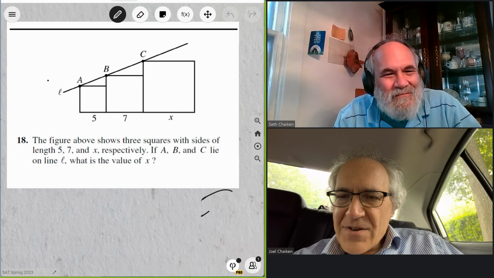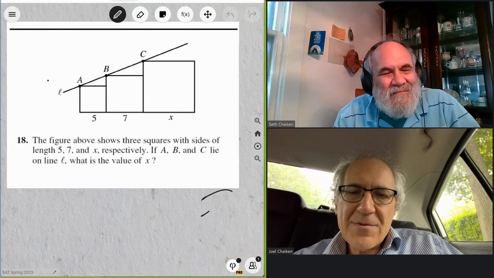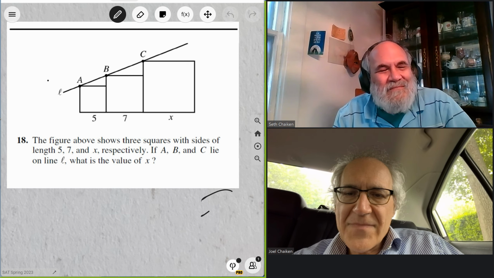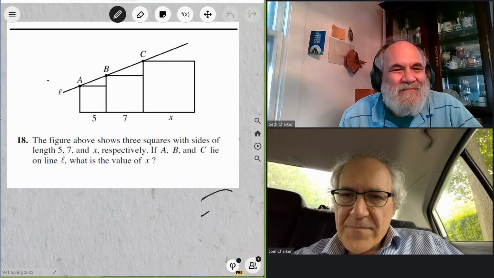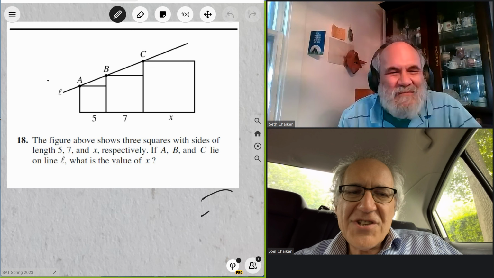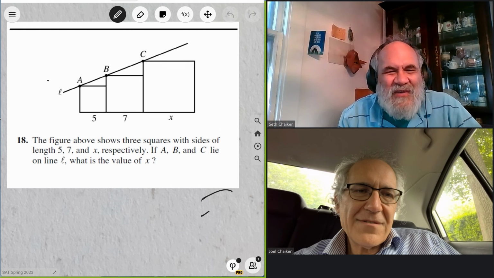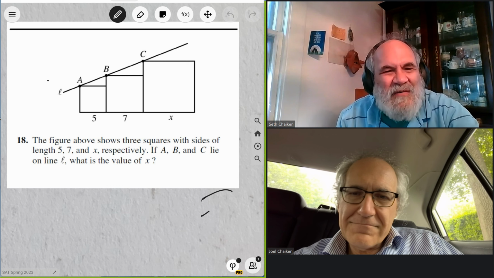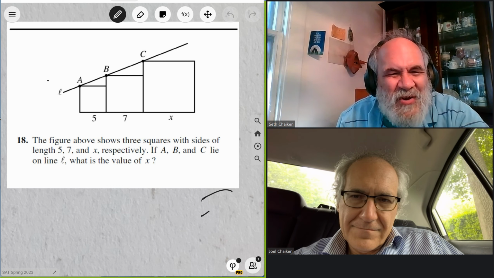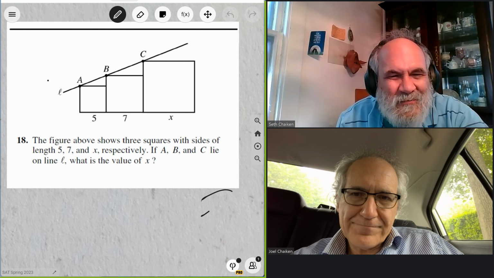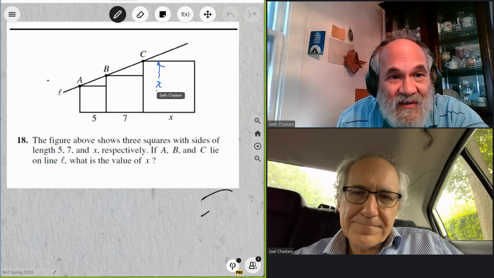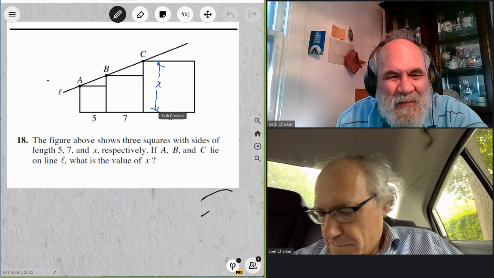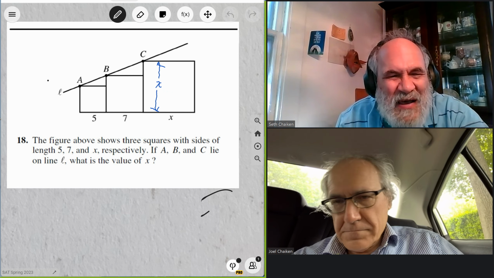Okay, so you have this figure that's obviously a geometry problem with three squares with sides 5, 7, and x. A, B, C lies on the line. What's the value of x? So, what do you think, Seth? I sort of looked at it already, and I would follow my nose. The first thing I thought of was that we don't really know x. But each of these boxes is a square, so x is the height here. And there's still little information about that.